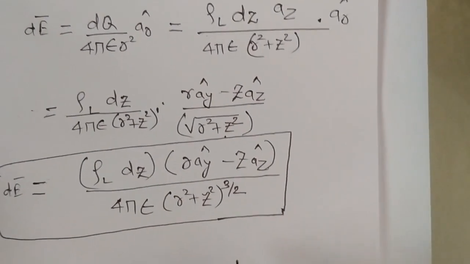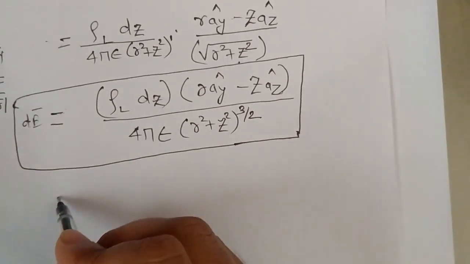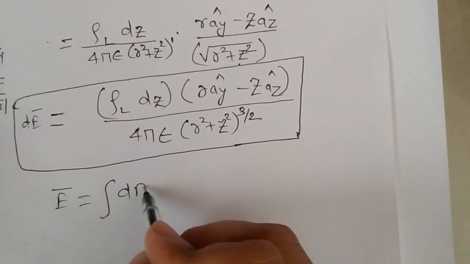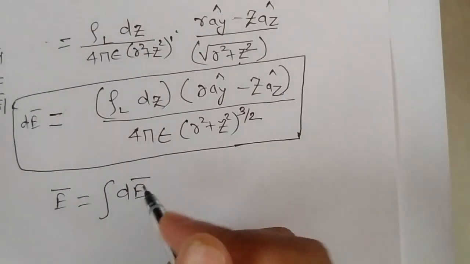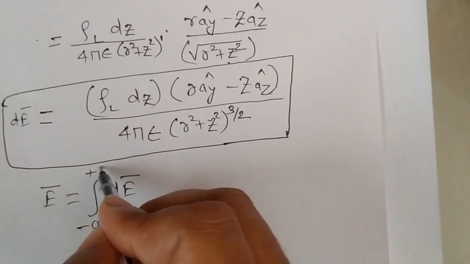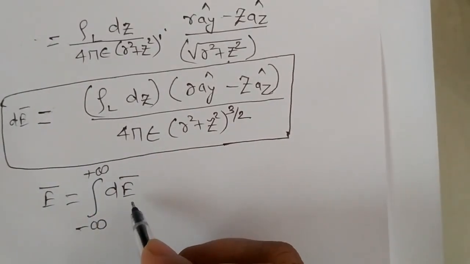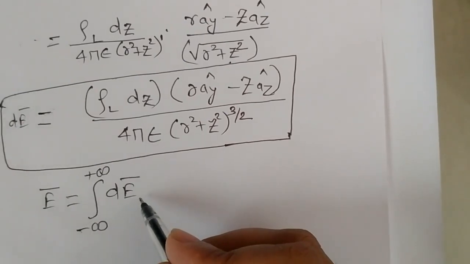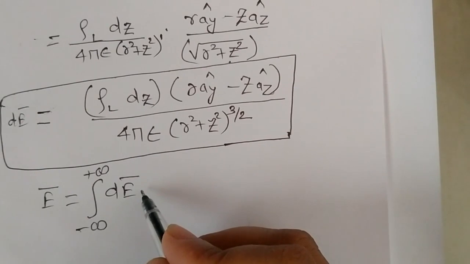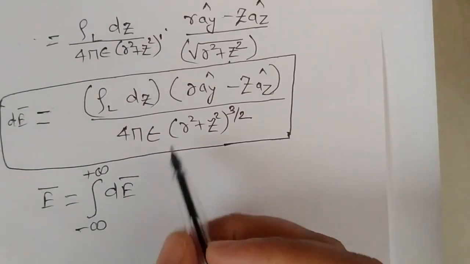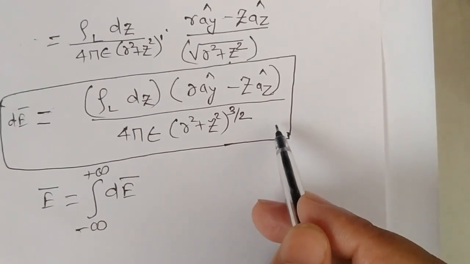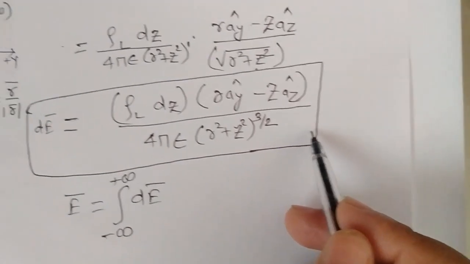Okay, now we can calculate the value of this E bar as the line integral of dE bar. Now we know that our line varies from minus infinity to plus infinity. Before solving this equation, a simple updation in the above equation takes place. What is that updation? Let us see.